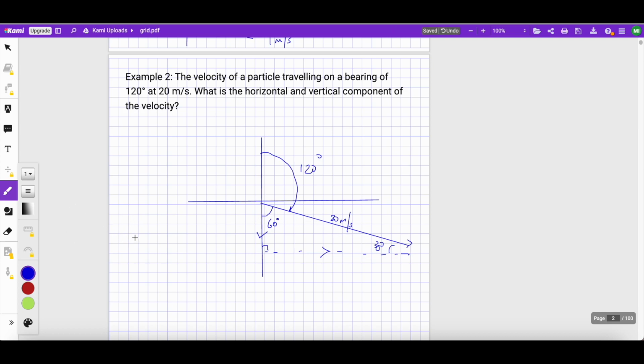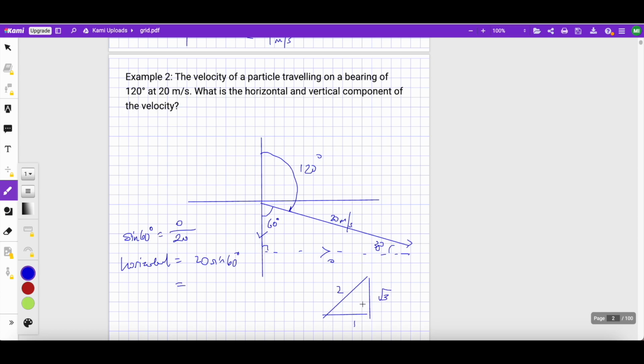So let's work out the horizontal component, which is this one. This would be my opposite, assuming I'm using 60. So we will use sine. Sine 60 degrees is equal to the opposite over the hypotenuse, which is 20. So my horizontal component is 20 sine 60 degrees. So what is sine 60? Just use our special triangle. Let's look it up quickly.